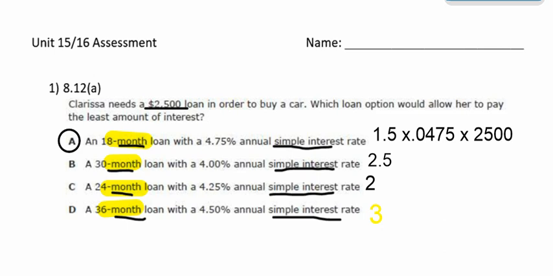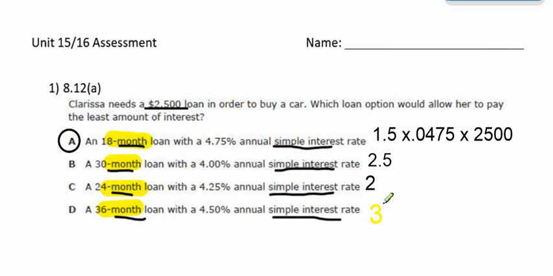Alright, it's the Smart Notebook version of test corrections. Number one was actually on the test review, and there's one trick on number one: all of these loans have months on them instead of years. Banks do that a lot to keep you from thinking through things, but you divide by 12 because there's 12 months in a year. So 18 months is 1.5 years, 30 months is 2.5 years, 24 months is 2 years, and 36 months is 3 years.